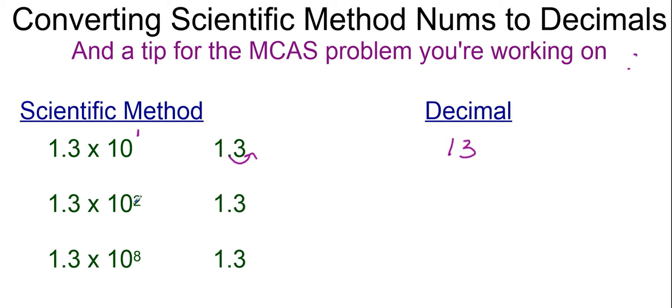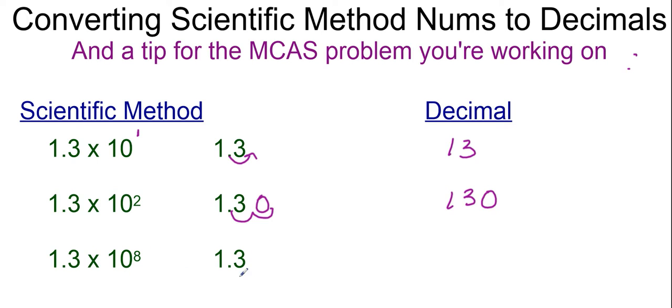Here we're doing 2 tens, aren't we? This is 1.3 times 10 times 10. So let's take this and move this 2 to the right. I do it this way. I put a 0 right there. 130.